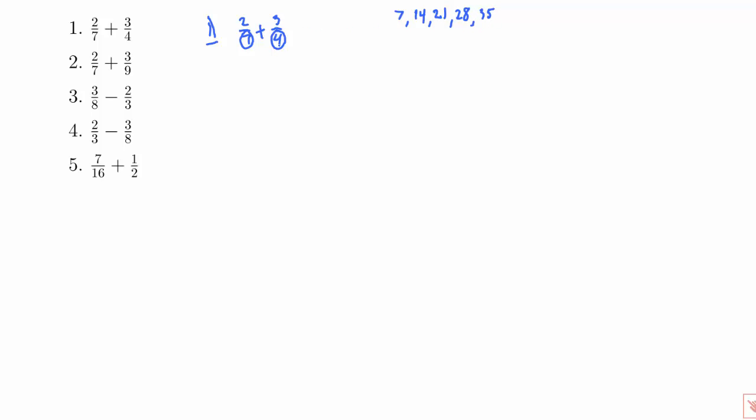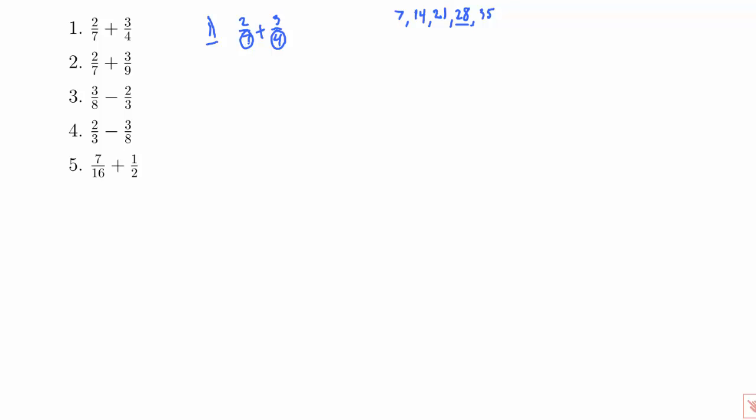Then you take the 4 and ask yourself, does 4 go into 7? No, it does not. Does 4 go into 14? No. Does 4 go into 21? No. Does 4 go into 28? Yes. So that means that 28 is the common denominator between 7 and 4.